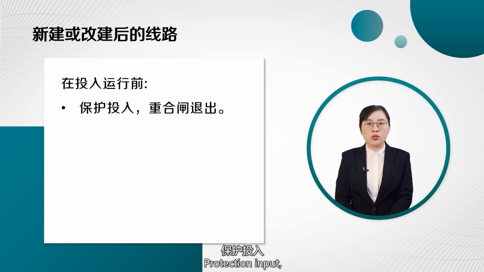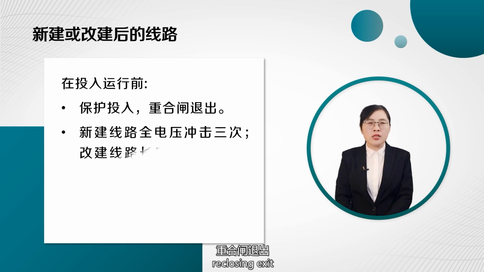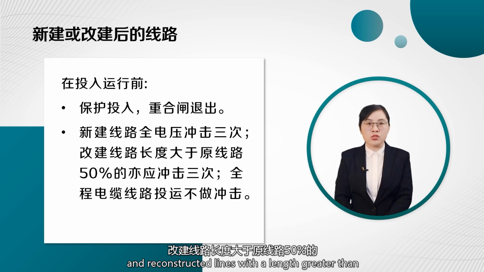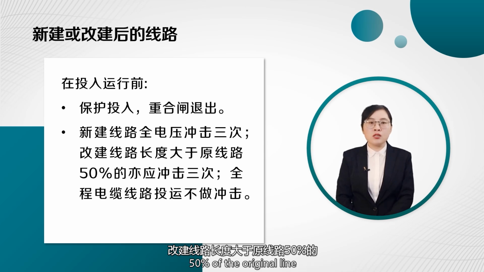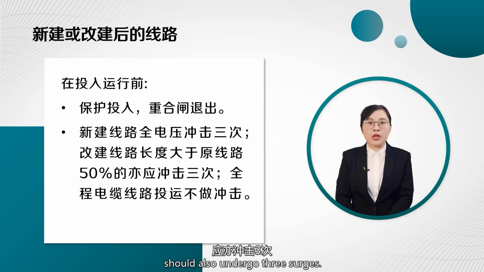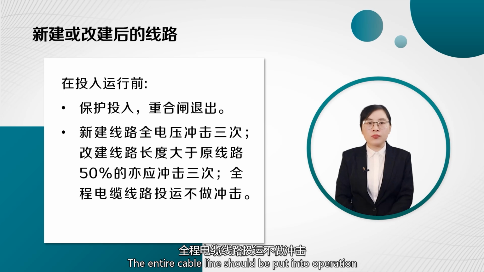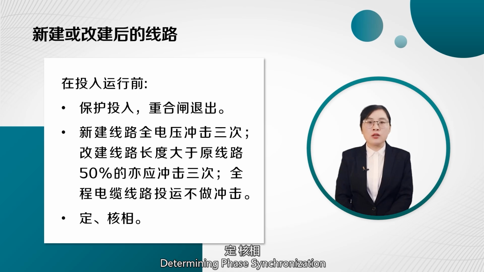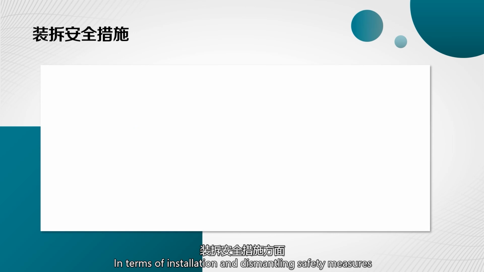First, protection input, reclosing exit. Second, newly built lines should undergo 3-4 voltage surges, and reconstructed lines with a length greater than 50% of the original line should also undergo 3 surges. The entire cable line should be put into operation without any surges. Third, determine phase synchronization in terms of installation and dismantling safety measures.